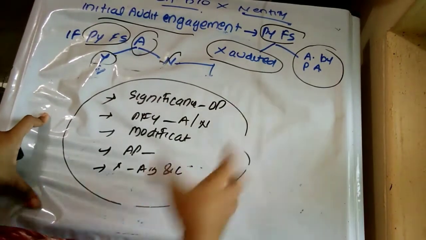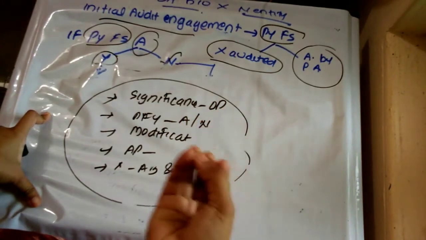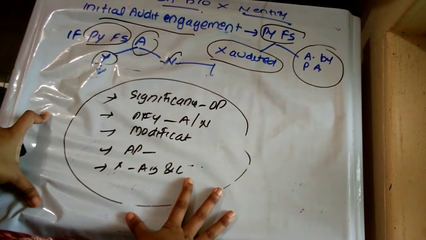Then the auditor shall determine whether current year audit procedures performed on the financial statement provide any evidence as to the previous year opening balance.